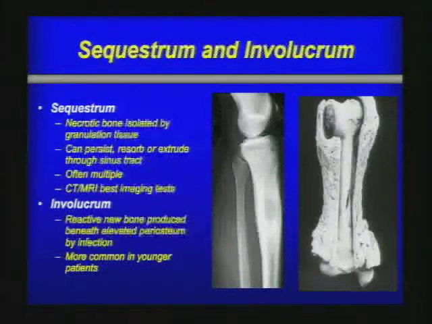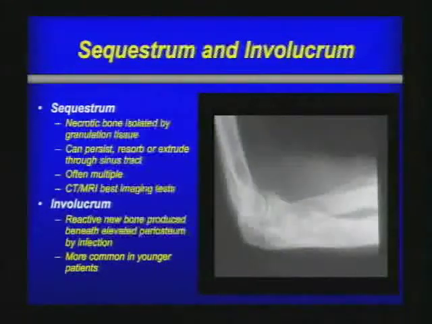So what's an involucrum? Well, an involucrum is reactive new bone formation which is produced beneath an elevated periosteum. And this is due to infection, and you can nicely see this involucrum here, which is encircling the bone. It's more common in younger patients because they have a lot of osteoblastic potential. They have more reactive bone formation or calcification, callus formation, in response to inflammatory causes. This is showing you a radiograph where you see that involucrum encircling the radius diaphysis.